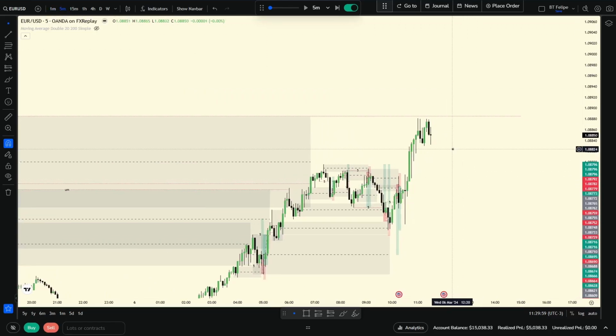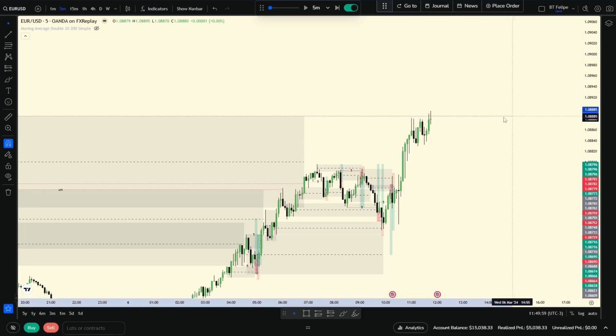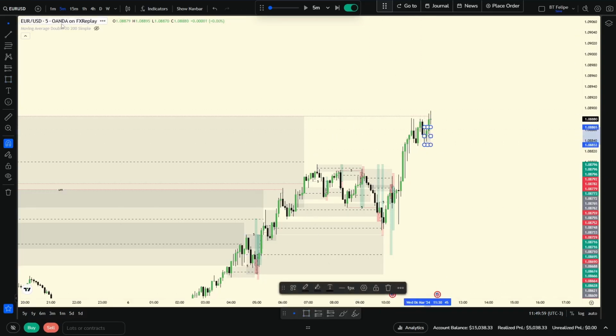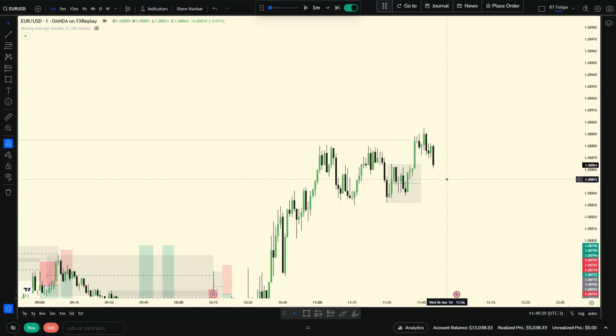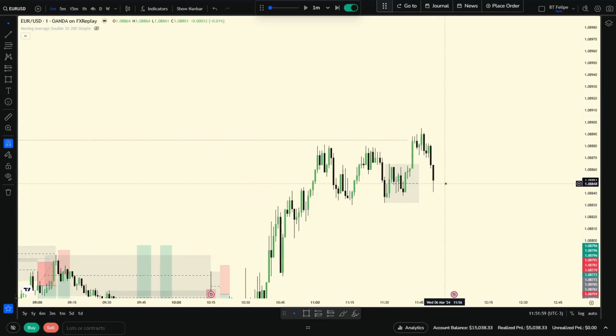And now price is kind of messed up. We took the liquidity. We are efficient. We can try to long here again, but it's kind of risky because we just took out this liquidity. Yeah, like here.